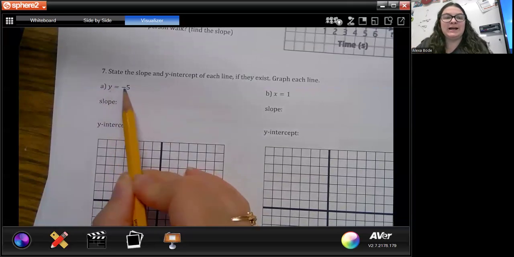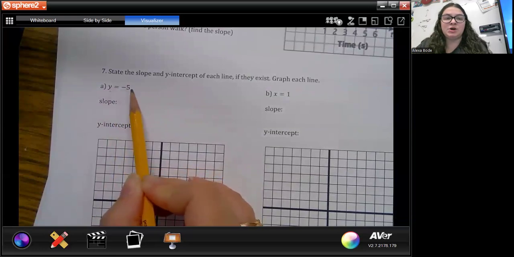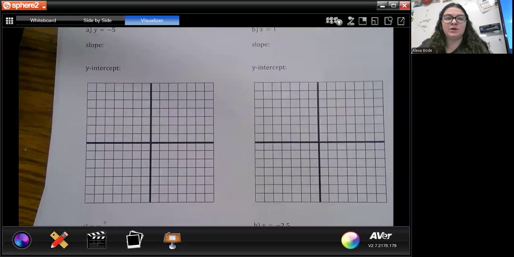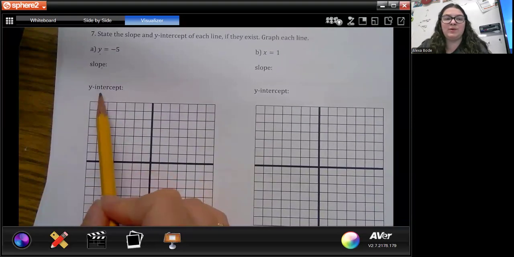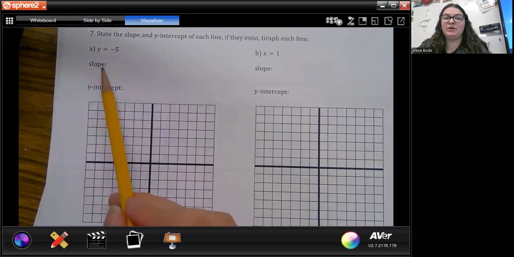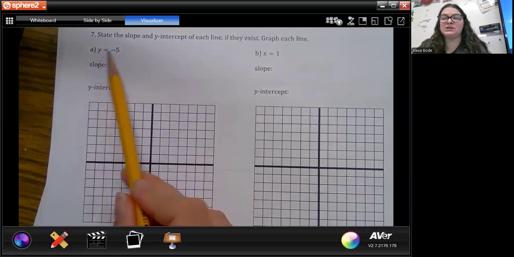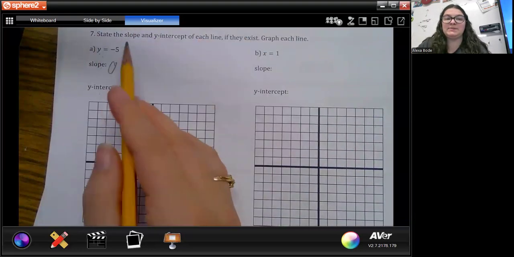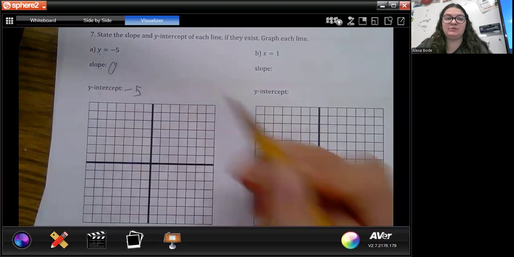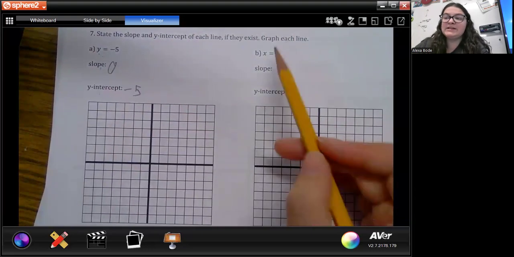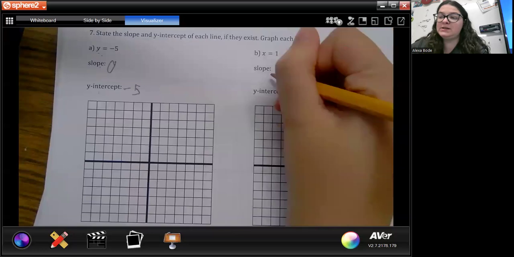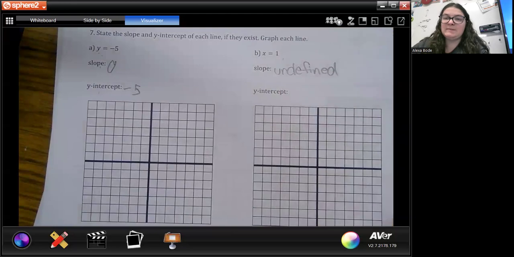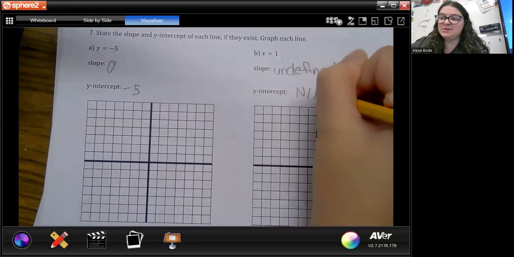So I have y equals -5. If it's easier for you to graph it first and then do slope and y-intercept, you can. Or if you can look at it and be like, okay, I've got y equals, there's no x, so my slope is 0, and my y-intercept is -5. Then that might make it easy too. If it's x equals, then my slope is undefined, and my y-intercept does not exist, not applicable.